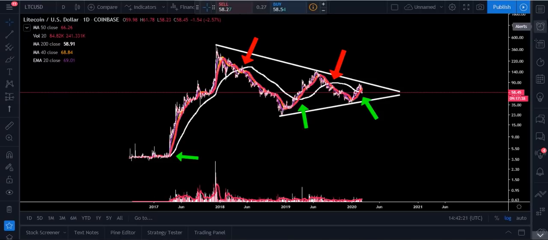And we're going to dig into this. So remember, this is Thomas N. Bulkowski, Getting Started in Chart Patterns. And what it says for symmetrical triangles, so we're going to go through basically all the different points that he says for symmetrical triangles. We're going to see if we can identify them on our chart here for Litecoin.